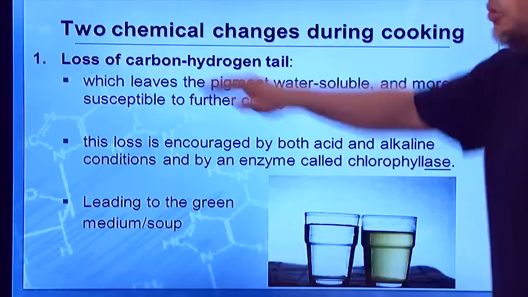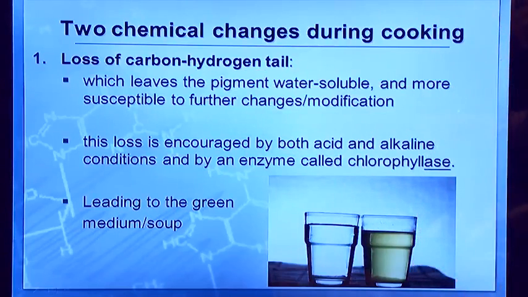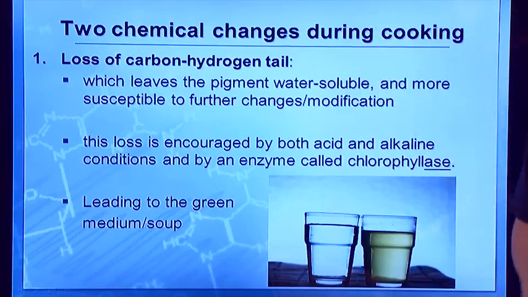So, if the tail is removed, as I said, the tail is required for the anchorage of this molecule onto the membrane. So now it's no longer anchored on the membrane. So now what it means is that porphyrin becomes water soluble. When it's water soluble, what can be done? That means it will be released from the cell.